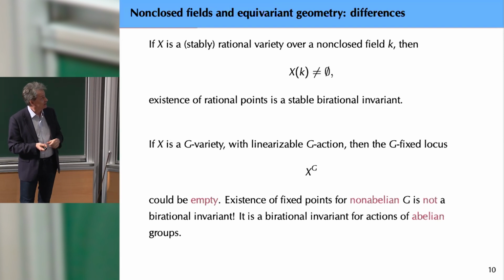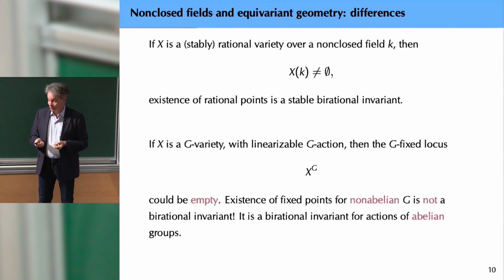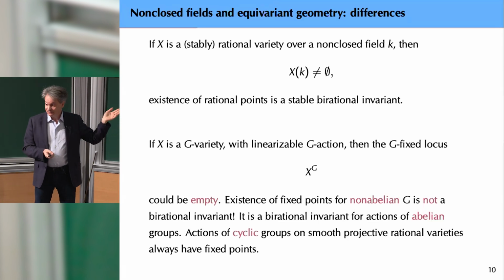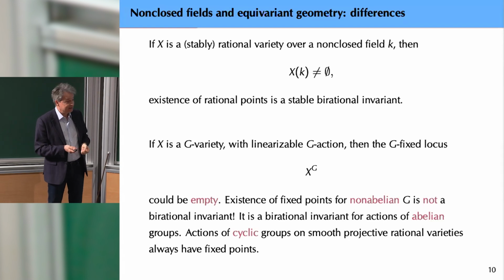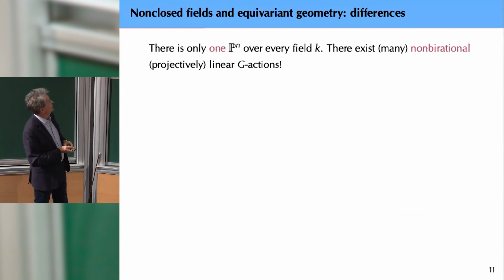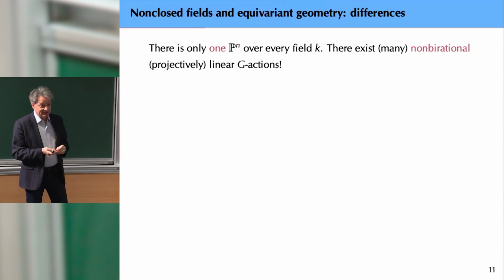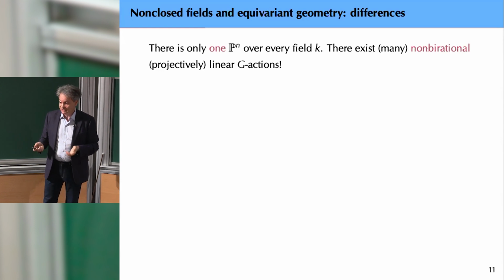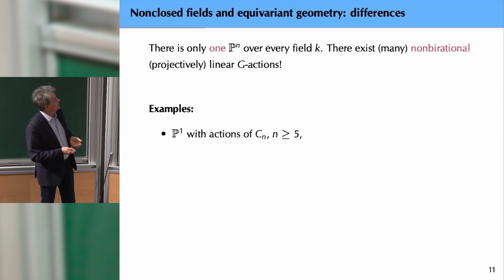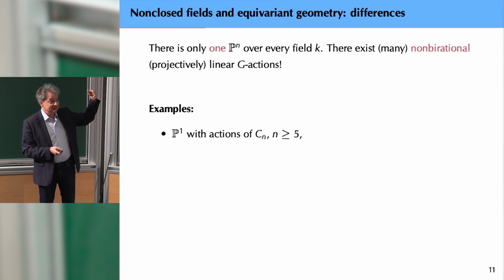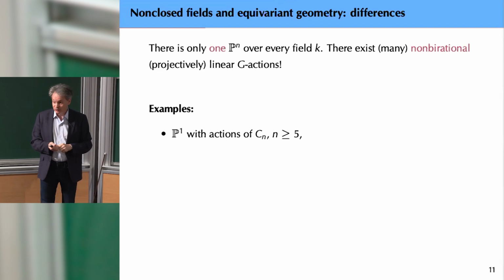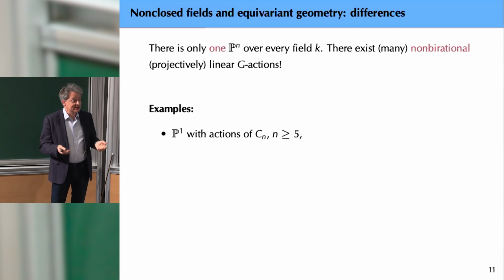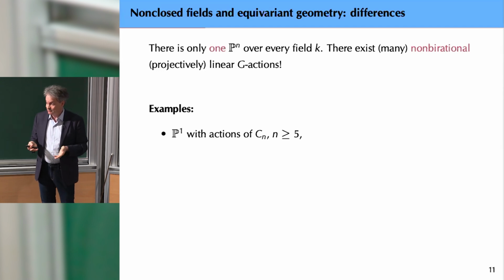It is, however, a birational invariant for actions of abelian groups. And the other thing is, if you have a rational variety over a closed field, and you have a cyclic group acting, then you have a fixed point. Now, what are the differences? When we talk about rational varieties, of course, we're comparing to projective space, and there's only one projective space. But if you look at G varieties, so finite groups acting, there are actually several possibly non-birational projective spaces. You have to really specify the representation.